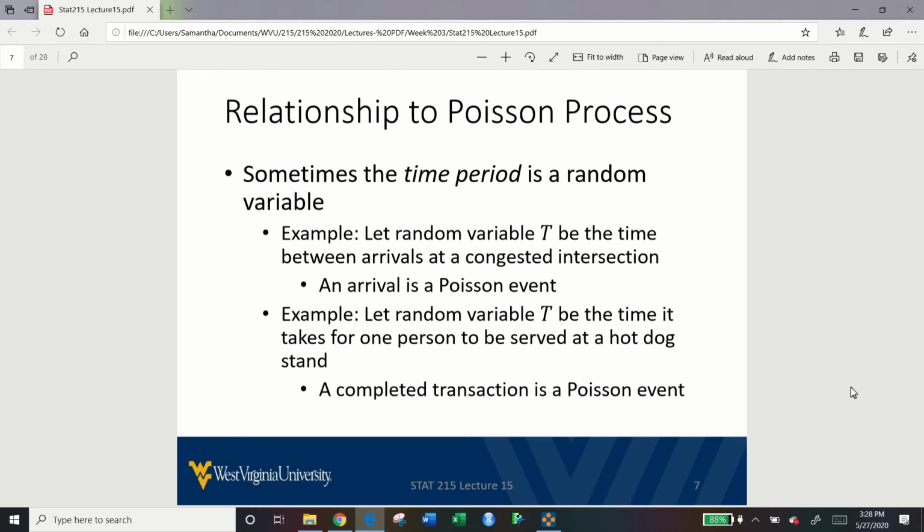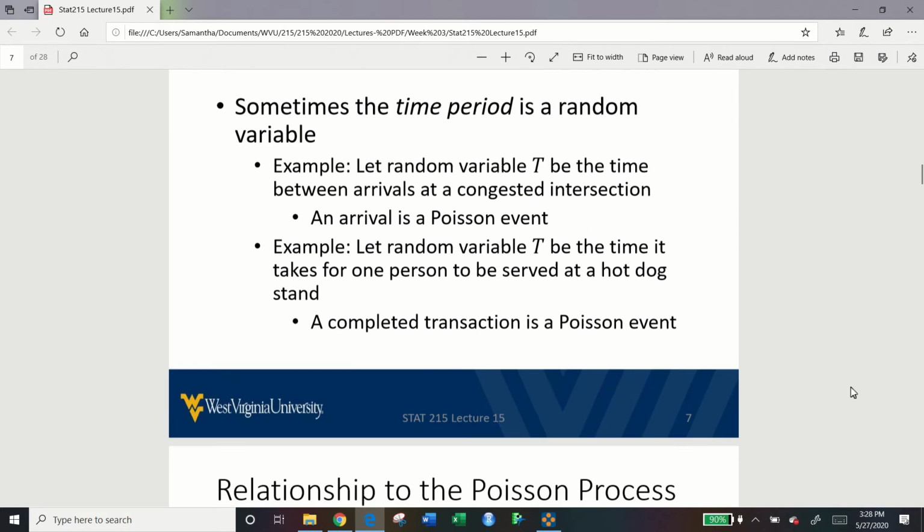For example, if we let our random variable T be the time between arrivals at a congested intersection, then our arrival is a Poisson event. However, if we let our random variable T be the time it takes for one person to be served at a hot dog stand, this is a completed transaction in a Poisson event.